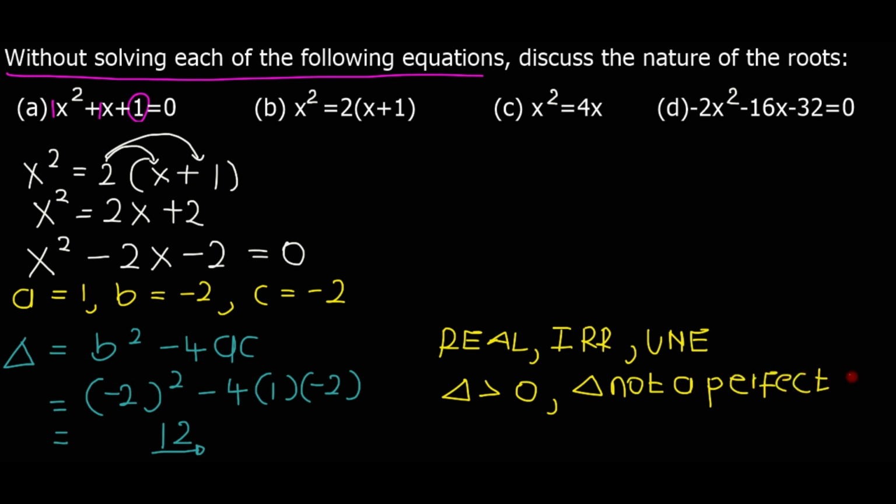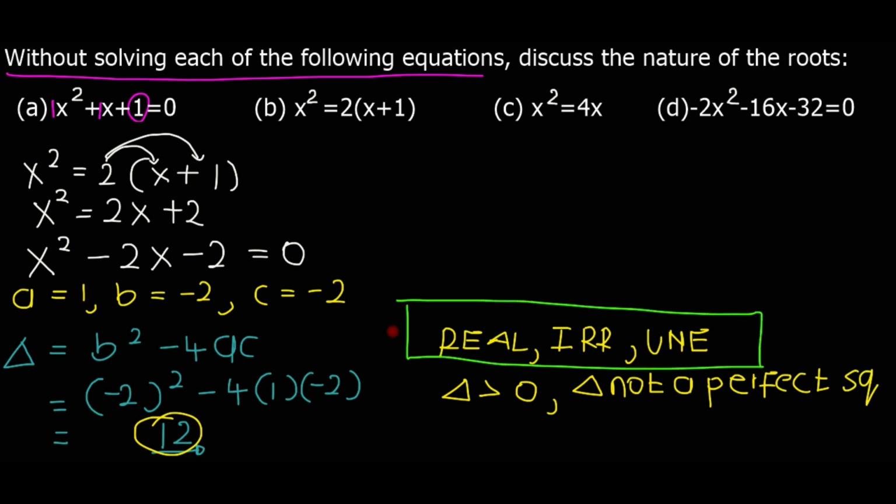So this is the reason, because 12 is not a perfect square. So if you're not sure, we can use the calculator for the square root of 12, and you'll realize it's not a natural number or a whole number. It's not a perfect square. So this is the conclusion for this problem. Delta is positive, and at the same time it's not a perfect square. So the type of the roots will be real, irrational, and unequal.